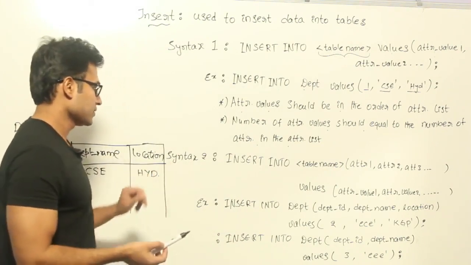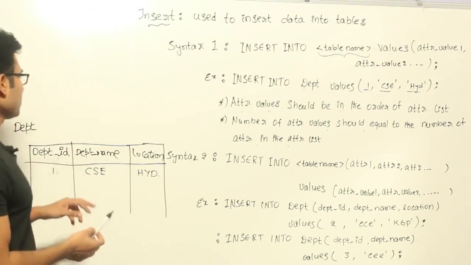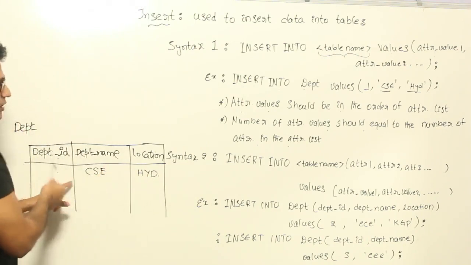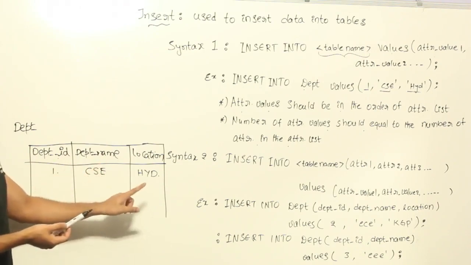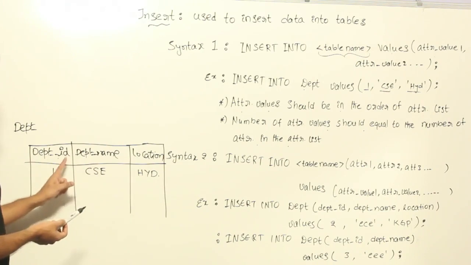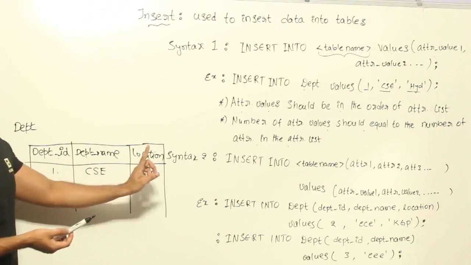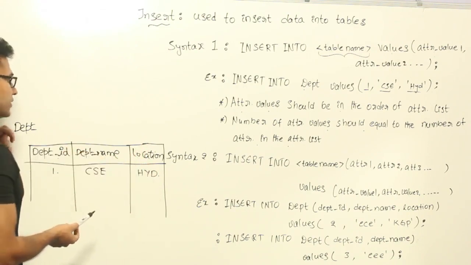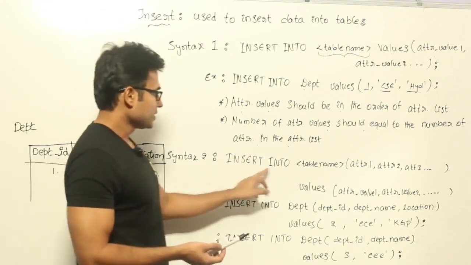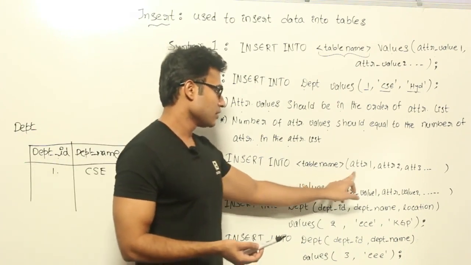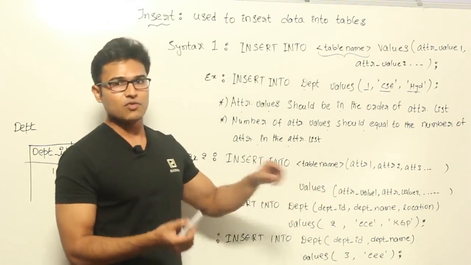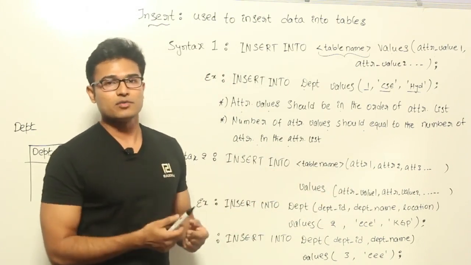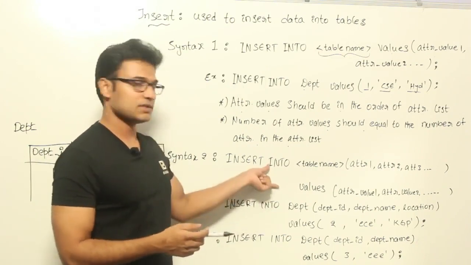Let's see the second syntax. If you want to specify the values in any other order, let us say you want to enter 1, then Hyderabad, and then CSC, then you have to specify that you are entering department ID first, then location, and then department name at the end. You have to specify it clearly. So, insert into table name, here you give all the attribute names and then you specify the values. If you want to change the order or miss out some of the attributes, you have to use this syntax.